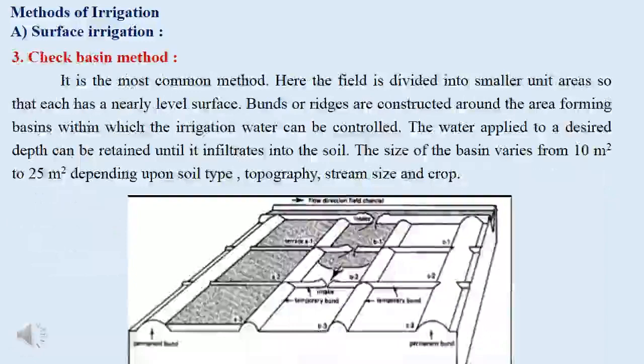Next method is the check basin method. It is a very commonly practiced method in which the field is divided into smaller units which are constructed by bunds or ridges to control the desired depth of water. The size of a basin may vary from 10 square meters to 25 square meters depending upon soil type, topography and crop.